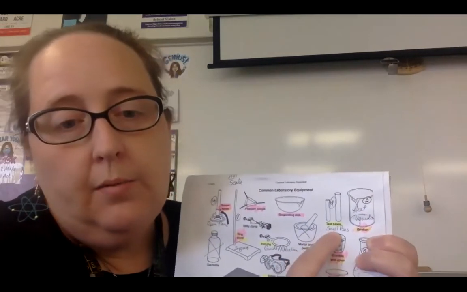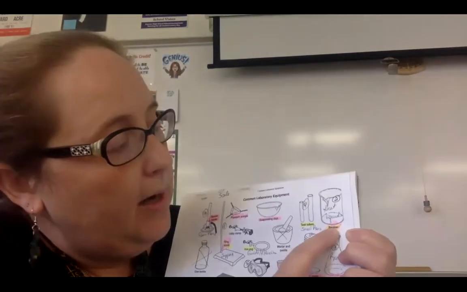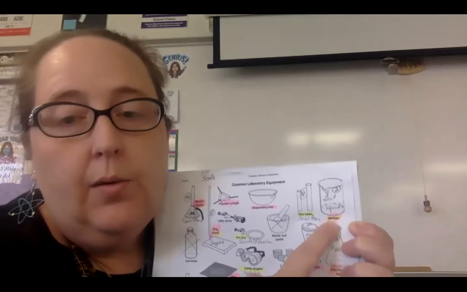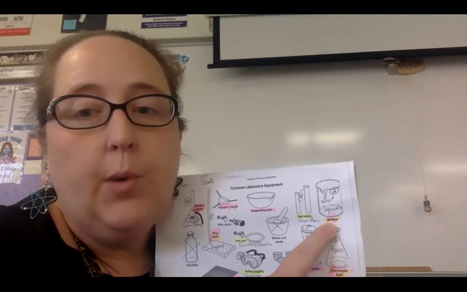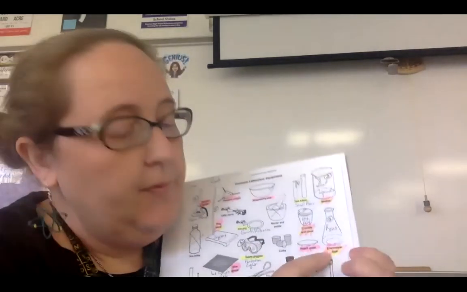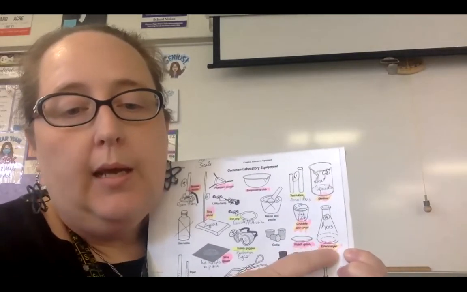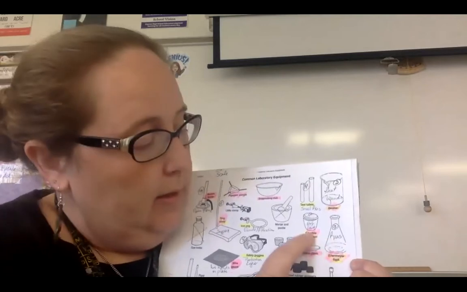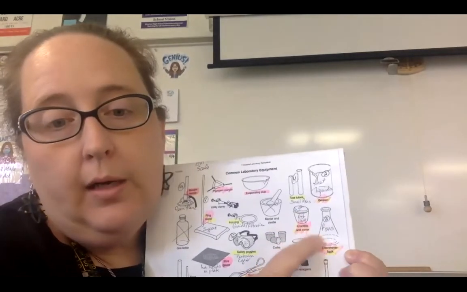Test tubes, we use those sometimes for a small reaction. So that's what's written there, small reaction. A beaker is what you heat liquids in. So if we are going to conduct a laboratory activity that requires you to heat up water, say, you would heat it in a beaker. If you need to do a reaction that's a little bit bigger than a test tube, you would use this guy. This is an Erlenmeyer flask. It just says reactions.